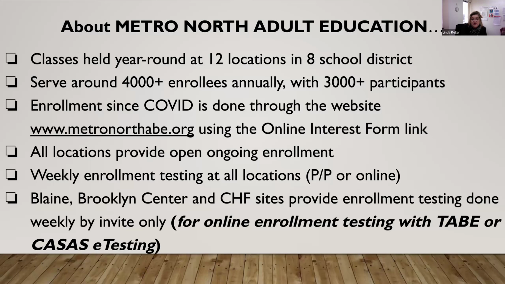All of our enrollment since COVID happened is done through our website with Metro North using the online interest form link. All of our locations provide ongoing open enrollment. So we're enrolling and starting students on a weekly basis at every one of our locations. The weekly enrollment testing happens at all of our locations, and it may be paper pencil or it may be online. And our Blaine, Brooklyn Center, and Columbia Heights sites all provide enrollment testing by invite only because it's online testing, and we do testing with either TABE or with CASAS e-testing.